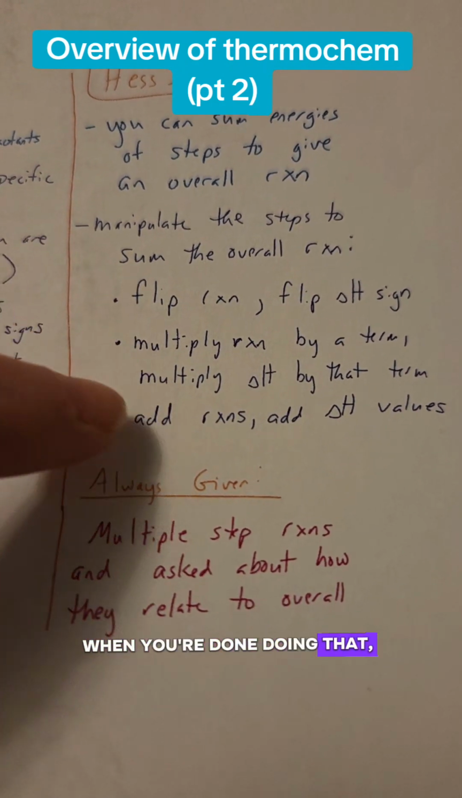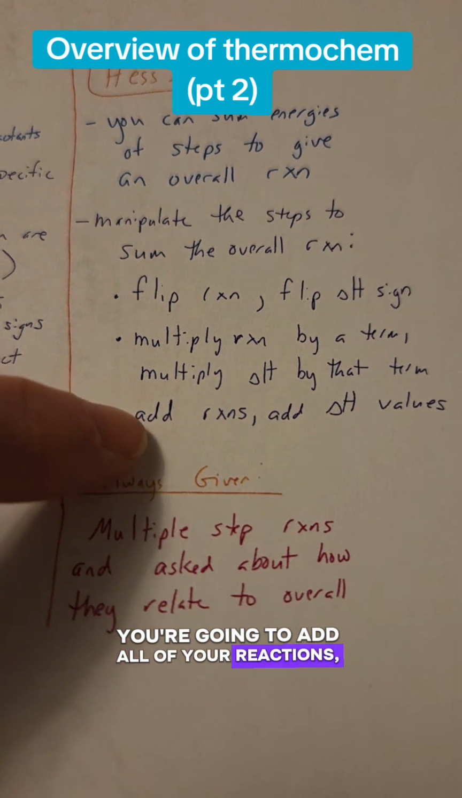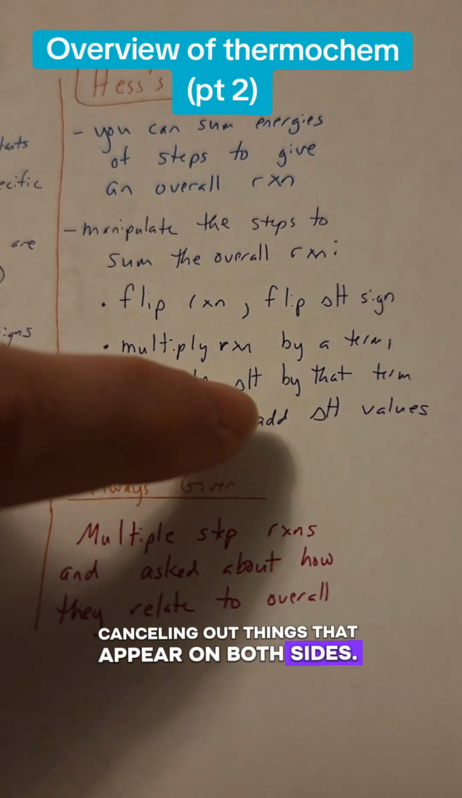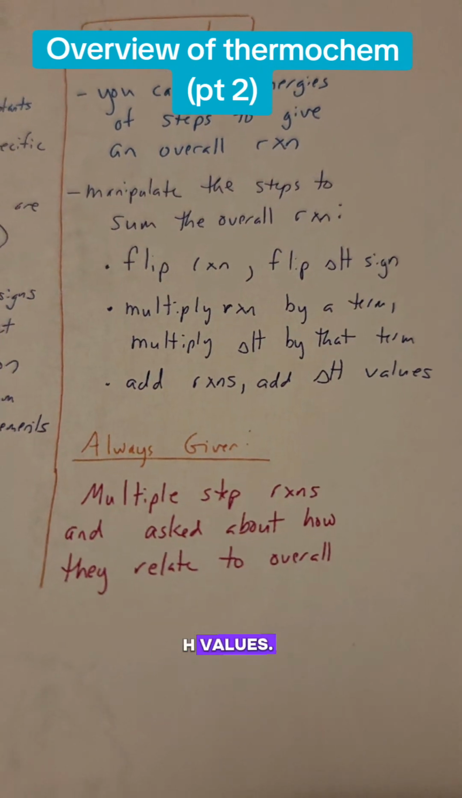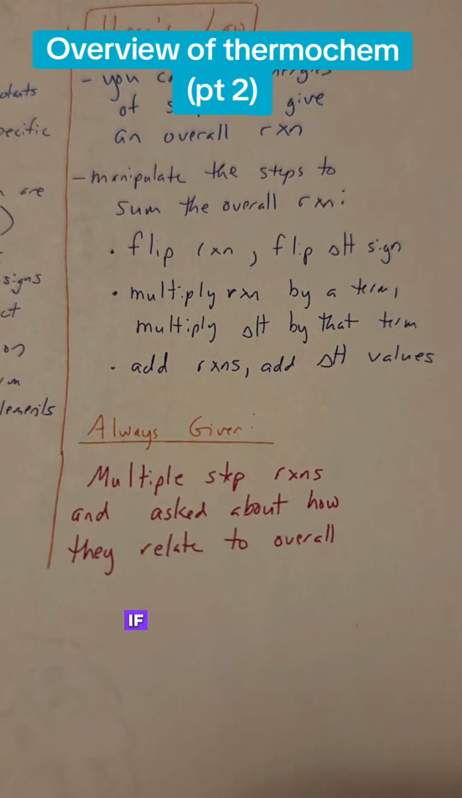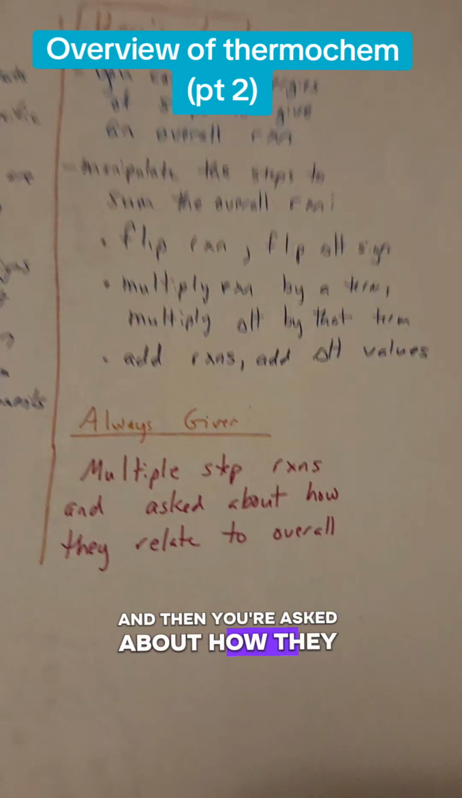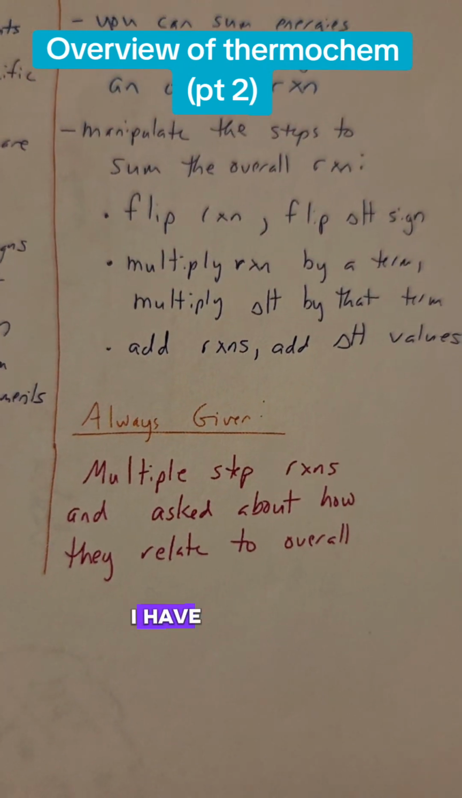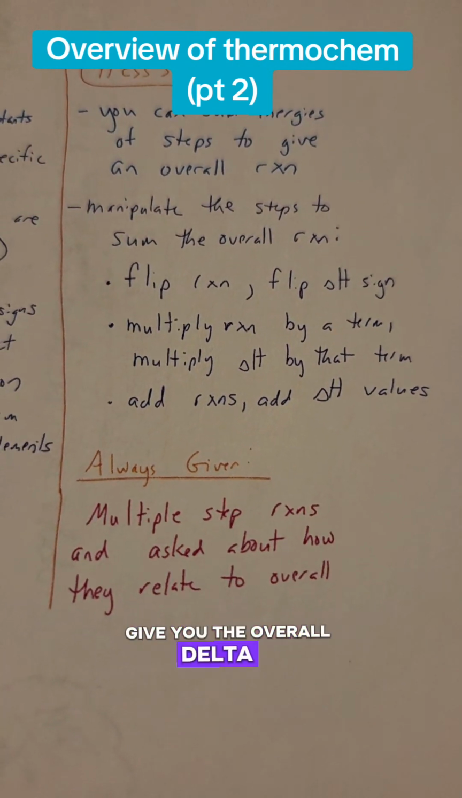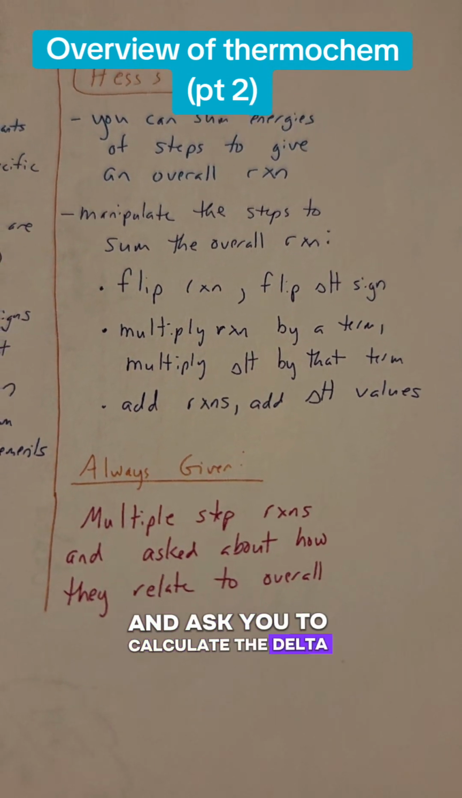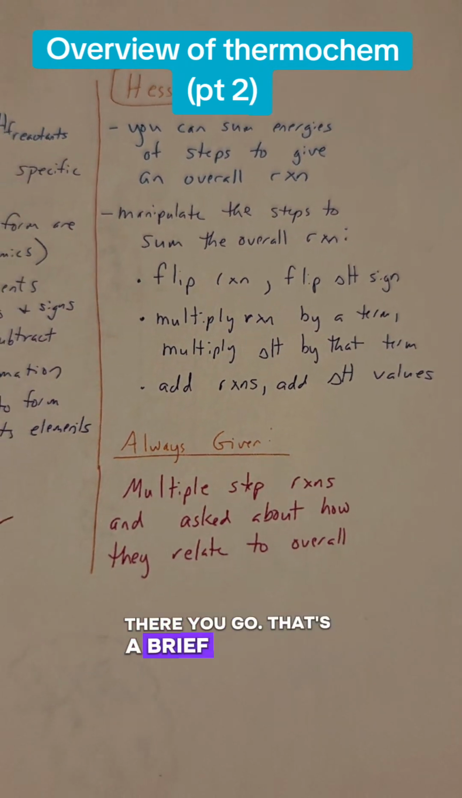When you're done doing that, you're going to add all of your reactions, canceling out things that appear on both sides. And that means you're also going to add your delta H values. You're going to know that you're going to do that if you have multiple step reactions that are provided and then you're asked about how they relate to the overall. I have also seen them ask questions where they give you the overall delta H and ask you to calculate the delta H of one of the steps. There you go. That's a brief overview of thermochemistry.